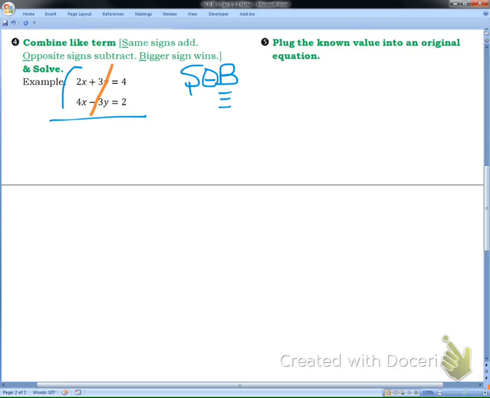So let's combine the 2x and the 4x. Those are both the same sign, so you have to add 6x. The variable stays the same when you add terms together. The bigger sign wins. They're both positive, so it's going to stay a positive 6x is equal to, now let's combine our constants together. They're both the same sign, so we have to add 4 plus 2 is 6. So we combine and solve.